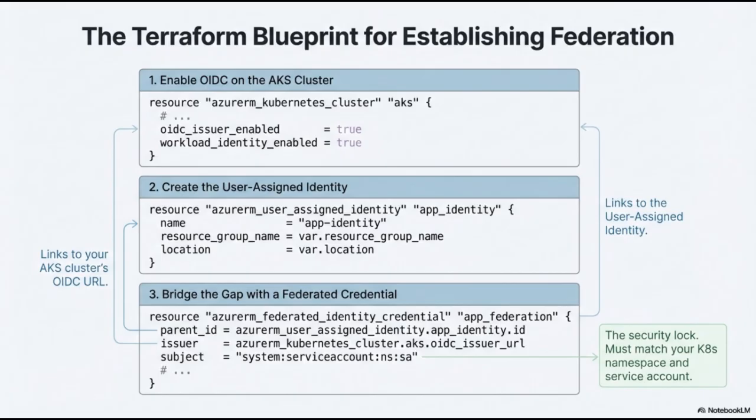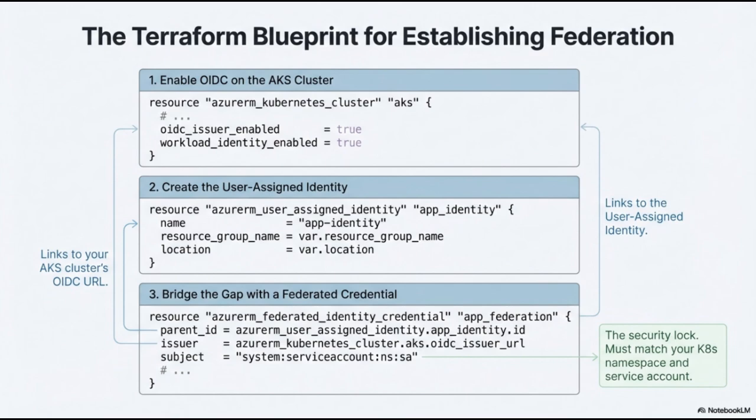The second step involves creating a standard user-assigned identity. This identity will eventually be the principal that holds the necessary Azure permissions for your application workloads. Finally, we bridge the gap using the AzureRM Federated Identity Credential resource. This is where the actual link is established. The parent ID points to the user-assigned identity we just created, and the issuer attribute links back to the AKS cluster's unique OIDC URL. The subject field is the critical security lock. It must precisely match the Kubernetes namespace and service account name that your application is using.